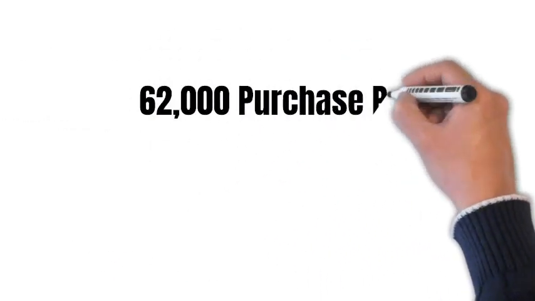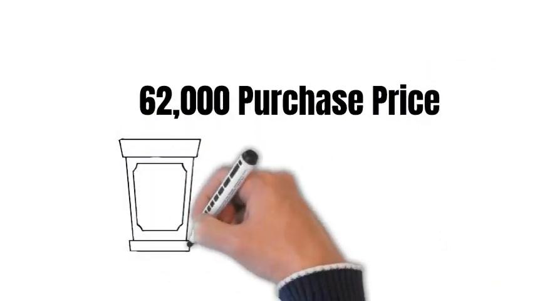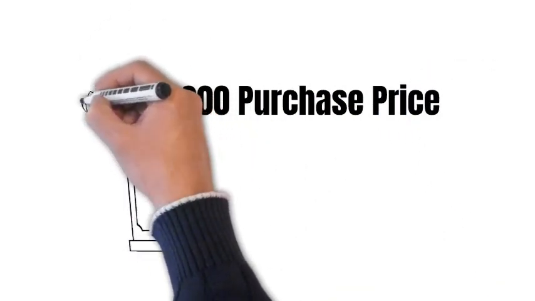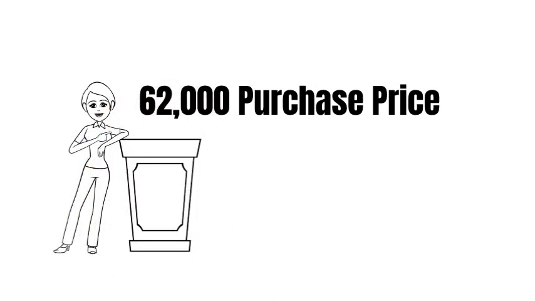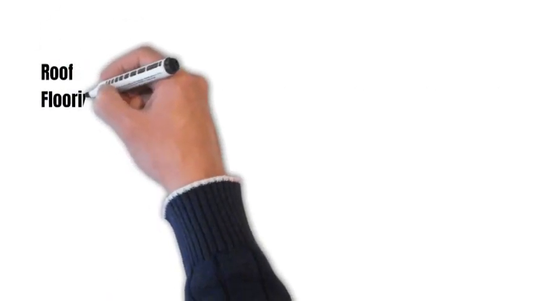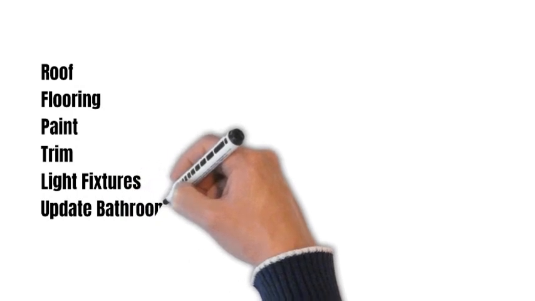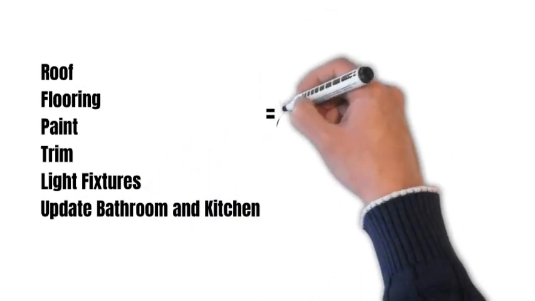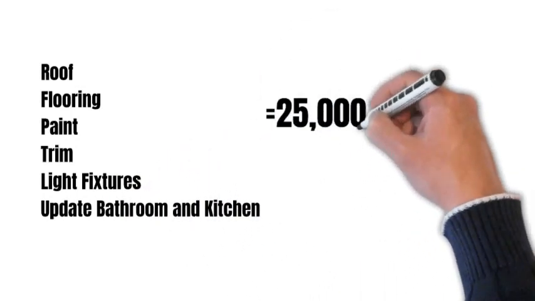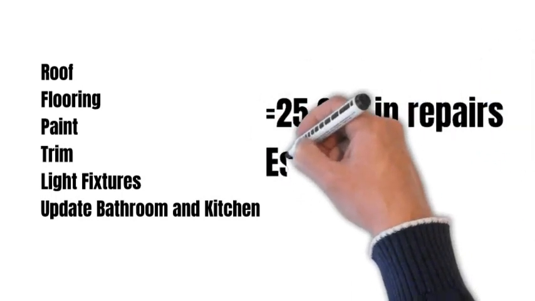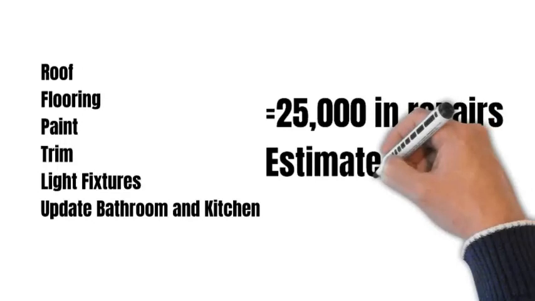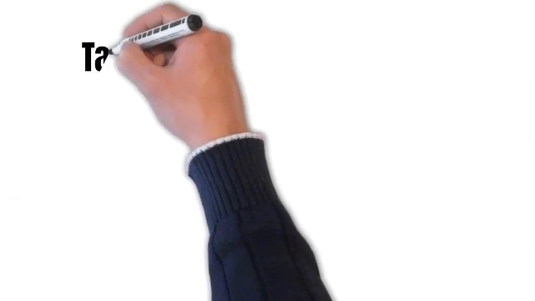Now let's give an example. I had a 3-bedroom, 2-bathroom house that a wholesaler brought me that I purchased at $62,000 with all associated fees tied in. Doing my walkthrough, I found that the roof needed replaced, the flooring, there was multiple trim that needed to be done. We were going to need a repaint, put in some light fixtures, update the kitchen, and do the bathrooms. I calculated that I was going to have about $25,000 in repairs.